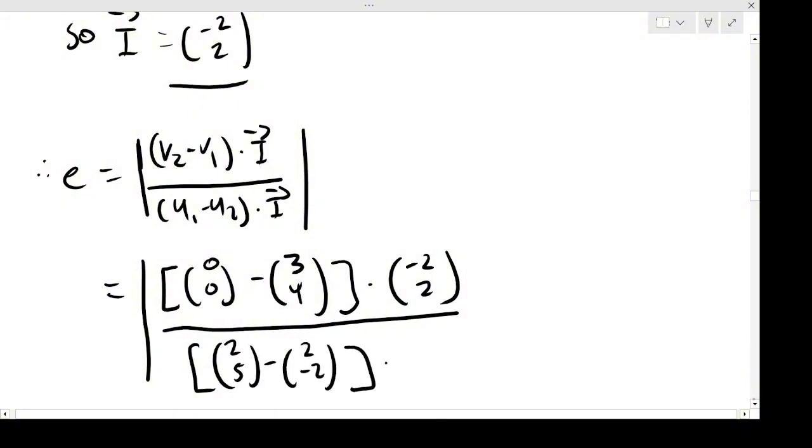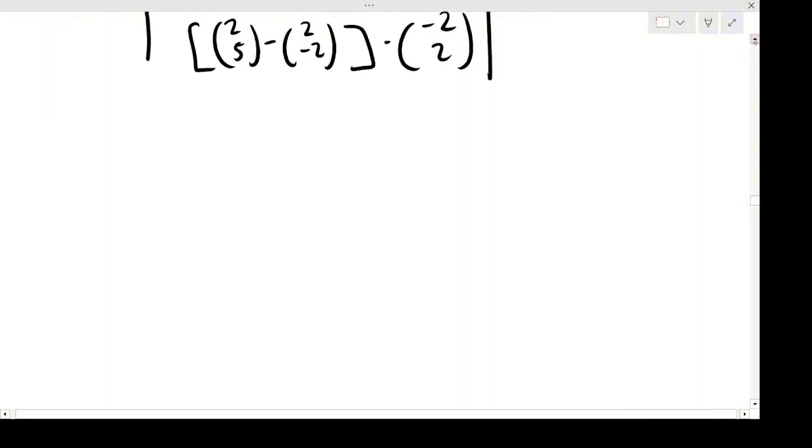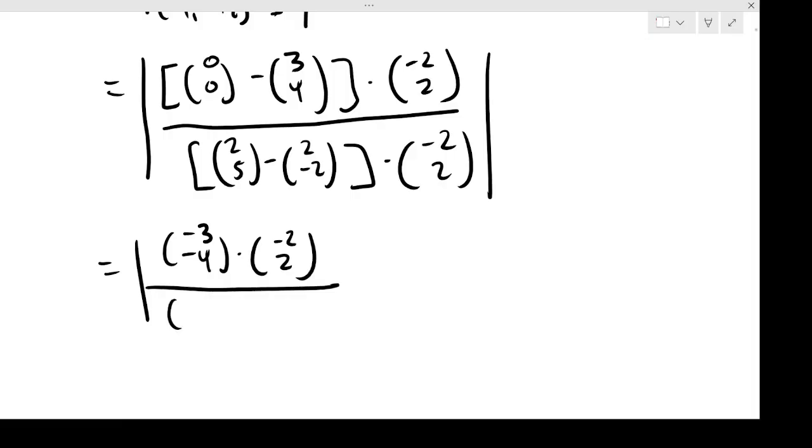And then I'm going to dot all of that again by the same i vector. Okay. Sorry, not a bracket, it's a modulus. My apologies. And so we just need to simplify this whole thing down at that point, right? So, simplify the top bit. 0 take away 3 is minus 3. 0 minus 4 is minus 4. And then 2 minus 2 is 0. 5 minus 2 goes to plus 7.